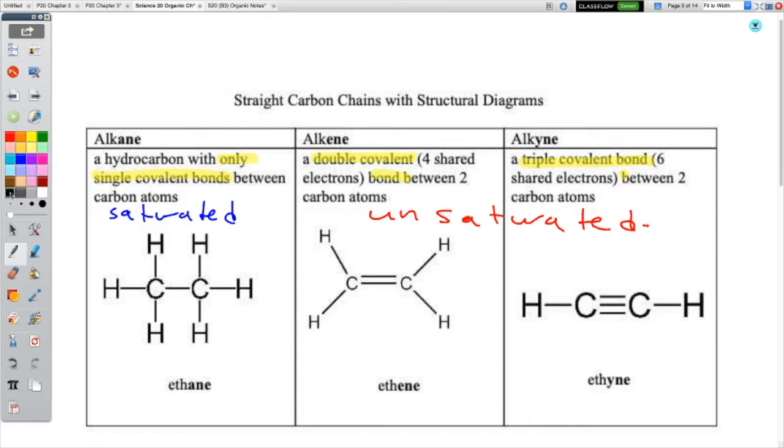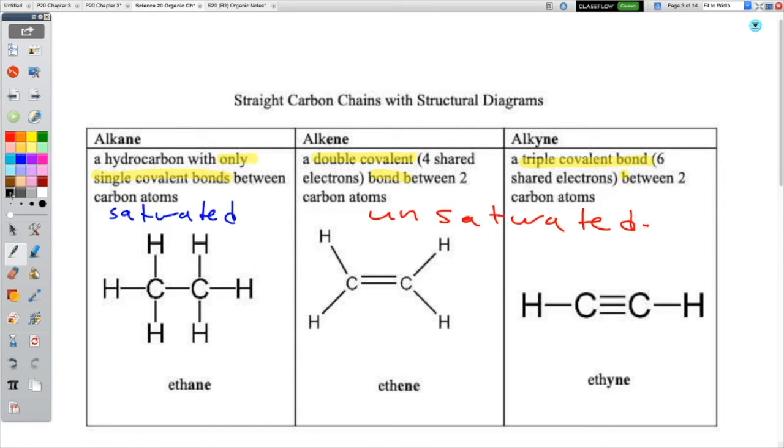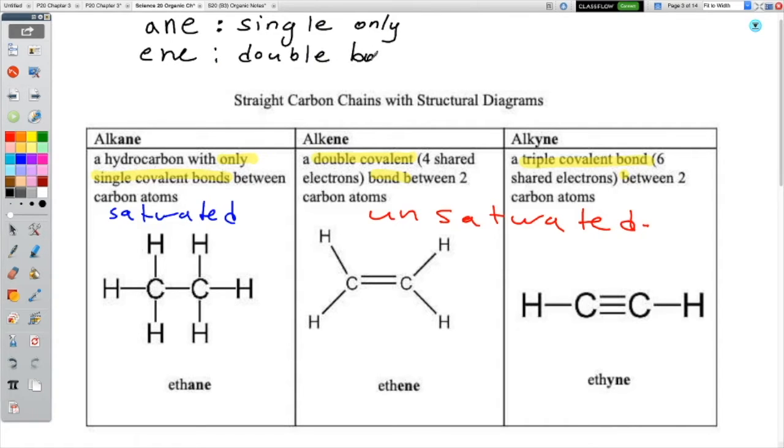Okay, so a quick trick to help you keep this straight, although honestly on page 9 of your notes, they have examples that help you with this as well. But a trick I use is that in alphabetical order, it goes 1, 2, 3, right? So I think A, B, C, 1, 2, 3 in my head. So ane is what kind of bonds only? Single bonds only, right? Single only. What's next in the alphabet out of A, E, and Y? It's ene, right? So ene has a double bond somewhere in there.